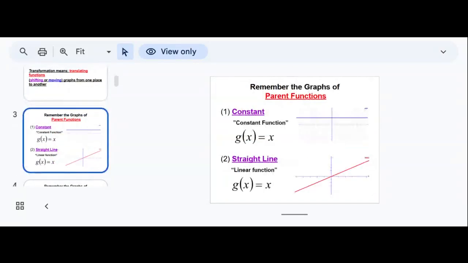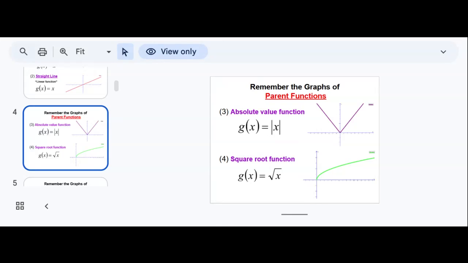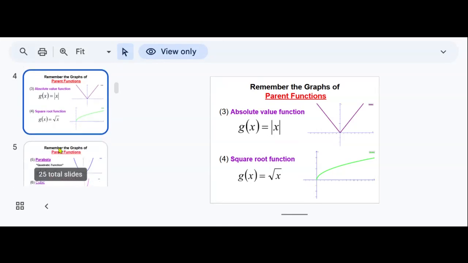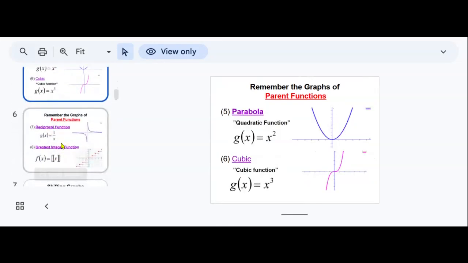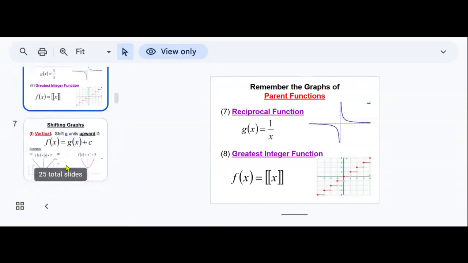We know this, right? The straight line, how it looks like, and the constant, how it looks like, absolute value, square root, parabola, cubic, reciprocal. Don't worry about the greatest integer function. It's not going to be applied.